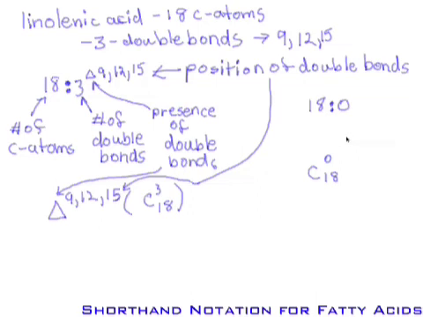Now, note one important point. Mammals cannot introduce double bonds at carbon atoms beyond C9. So fatty acids that have double bonds beyond C9 become essential fatty acids and must be consumed in the diet. Fatty acids are necessary precursors in the biosynthesis of many fatty acid derivatives, one example being prostaglandins, and we're going to talk about those in a moment.